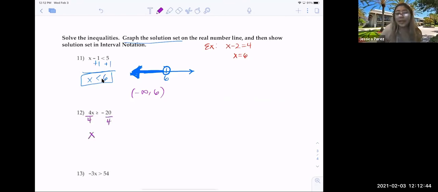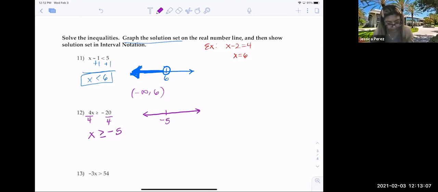And then we're not done. We still have to do the graphical solution and the interval answer. So we're going to do my number line again. I'll put a negative 5. Will I have an open or closed circle on the negative 5? Thank you, Richie. Closed. So I'm going to put a closed circle on the negative 5.